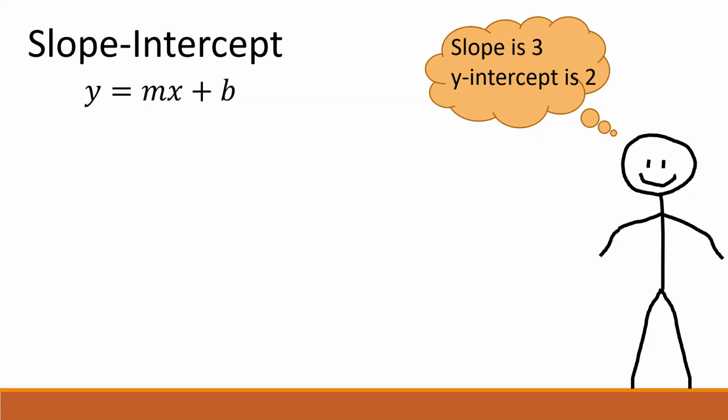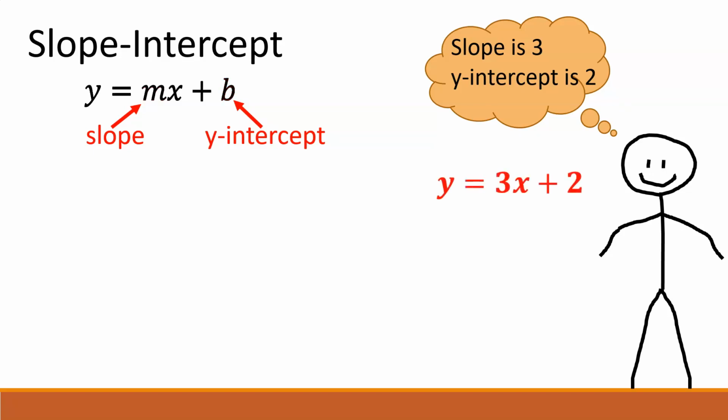Slope-intercept form looks like this, y equals mx plus b. In that equation, the m represents the slope of the line, and the b represents the y-intercept of the line. So since you already gave me the slope and y-intercept of your line, I know that its equation is y equals 3x plus 2.